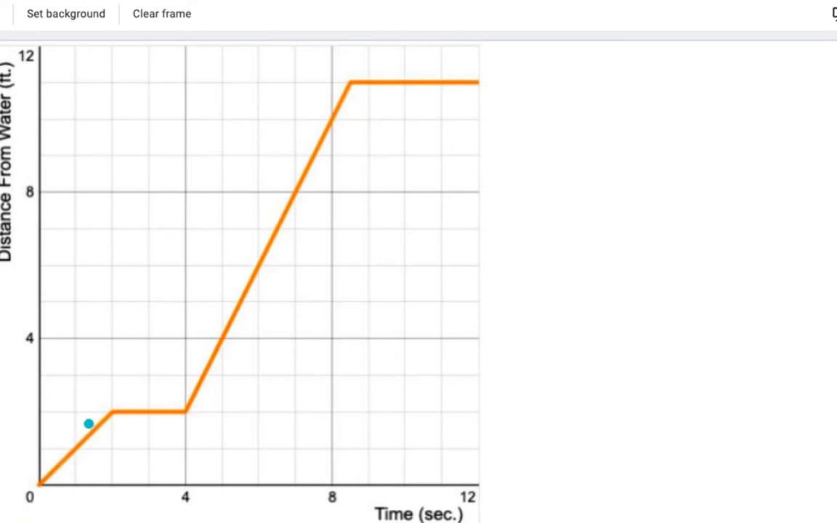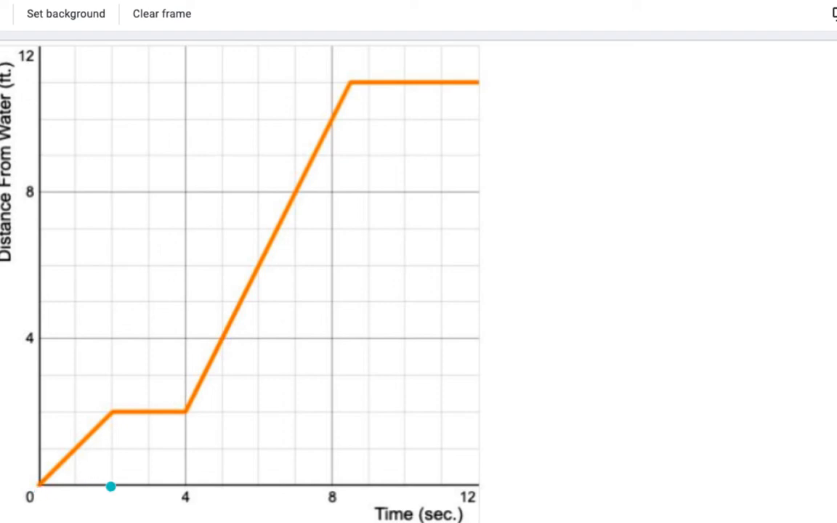So in a graph like this, we have line segments, right? This is a piecewise function. It's made up of these different pieces. And what these pieces mean depends on what the x and the y axis are labeled. In this case, y is distance from water in feet, and the x-axis is time. The independent variable is almost always time. It is never dependent on something else. So we can see what's happening here.